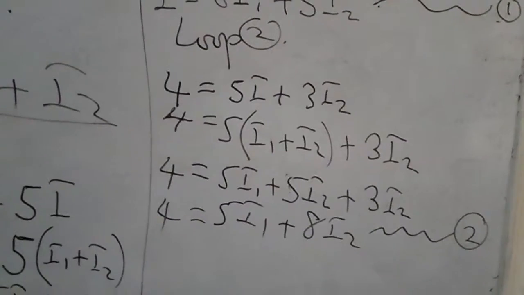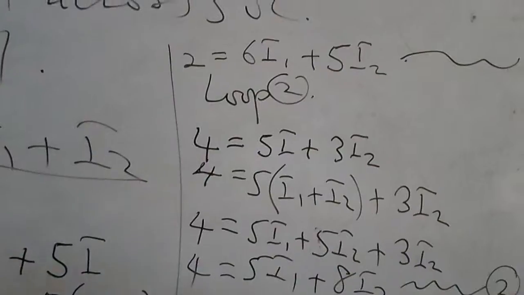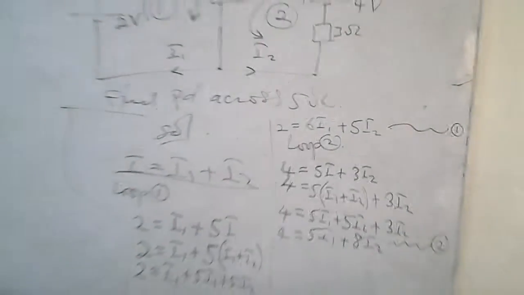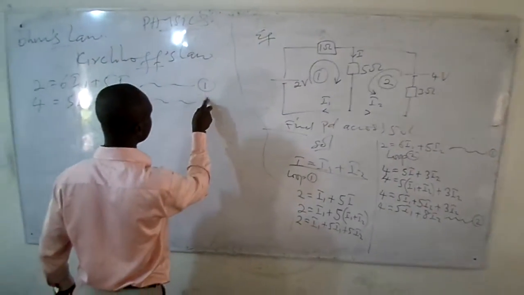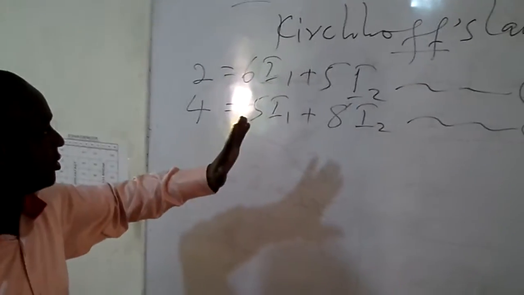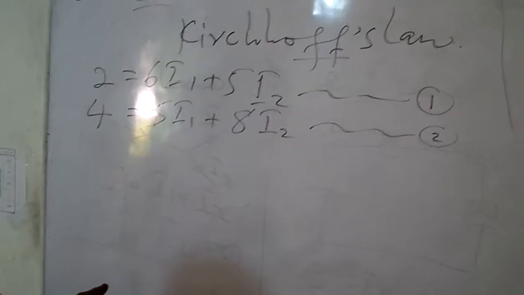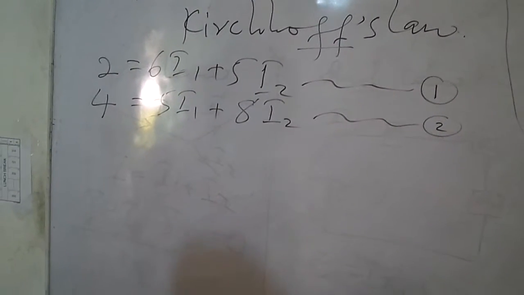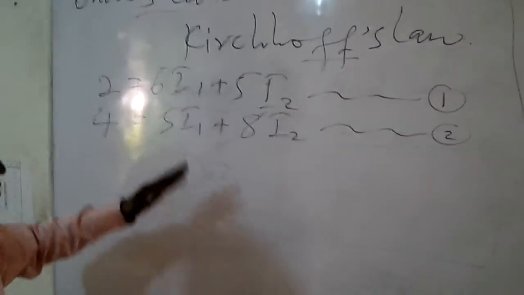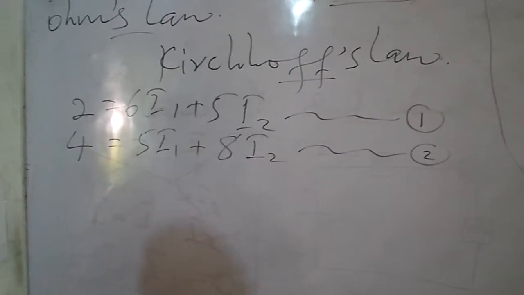And then equation 2, we have 4 equals 5I1 plus 8I2. We are solving these two equations simultaneously. You can apply any method that you think is suitable for you, whether it's the substitution method, the elimination method, or matrices. Hope you are doing elective mathematics as well, so you understand matrices. You can apply Cramer's rule or the determinant method to solve this.